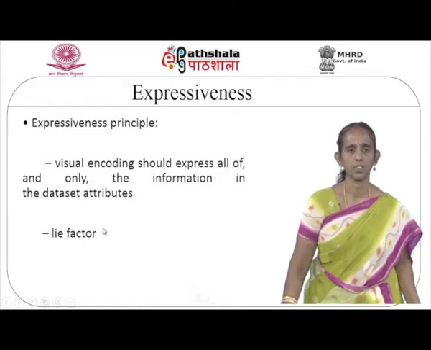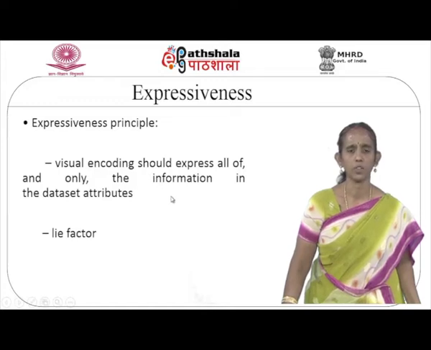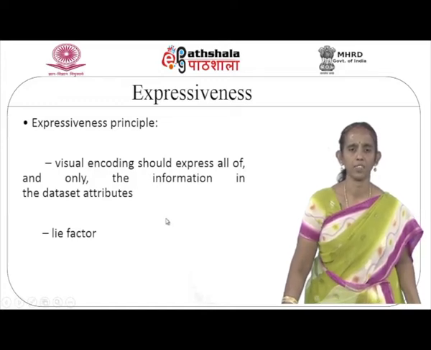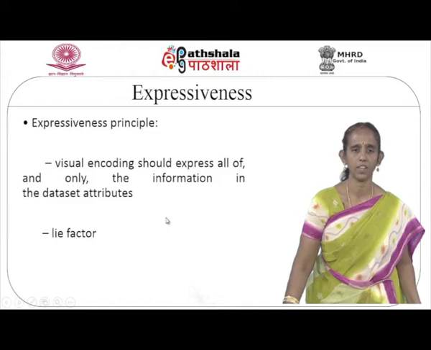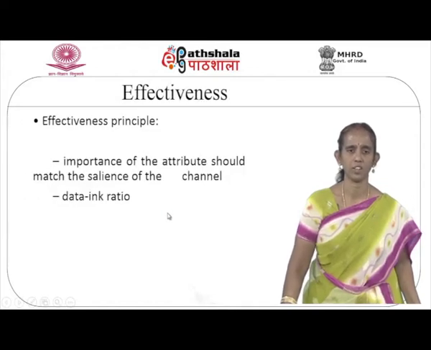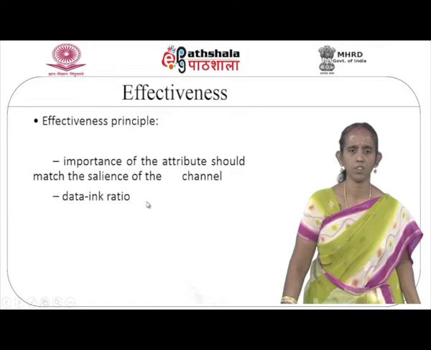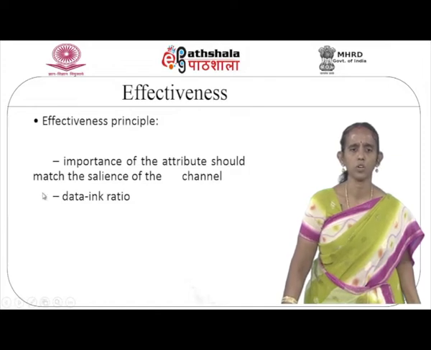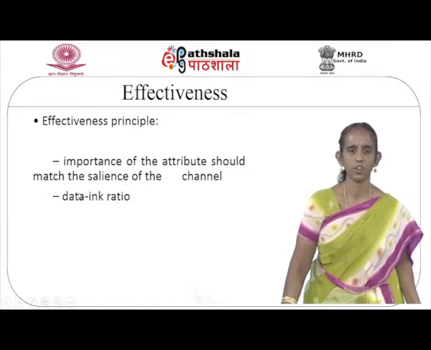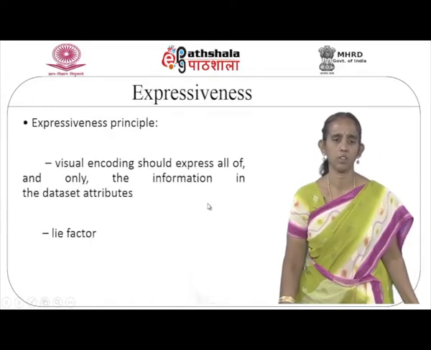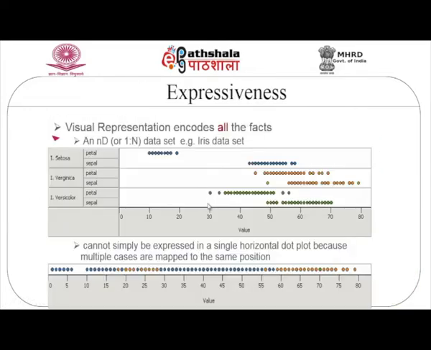So the lie factor is one wherein, just on looking at the visual, it is not possible for us to get the correct information. It is not very expressive in nature, and it tries to give very wrong information as such. Next one is effectiveness, that is the importance of the attribute should match the salience of the channel as such. So effectiveness is also expressed as data ink ratio. Expressiveness is expressed as lie factor.